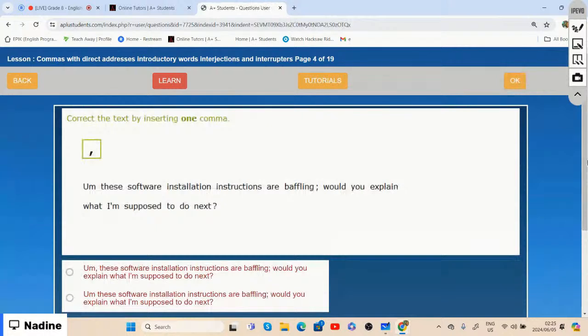So we need to also once again insert one comma within the text. It says, these software installation instructions are baffling. Would you explain what I'm supposed to do next? So is it option one, where we add a comma after, or option two, where we add no comma?